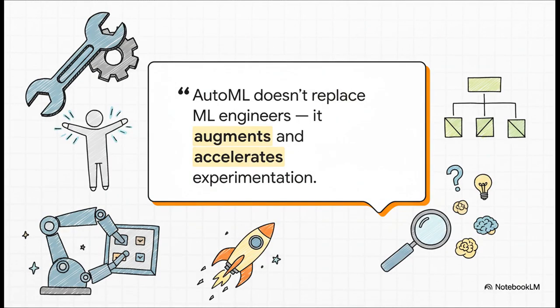Now, this is a really important point. This is not about replacing humans. It's about empowering them. AutoML is designed to take care of all the repetitive brute force work that frees up engineers to focus on the stuff that actually requires a human brain. Creative problem solving, clever feature engineering, and really understanding the results. It's a power tool, not a replacement.